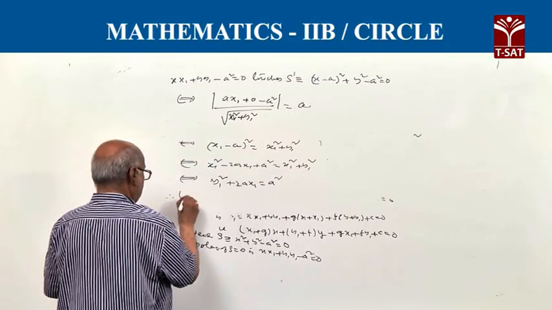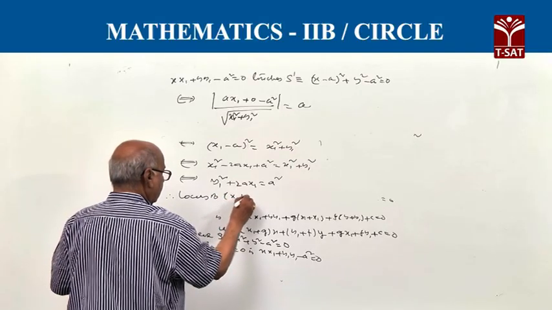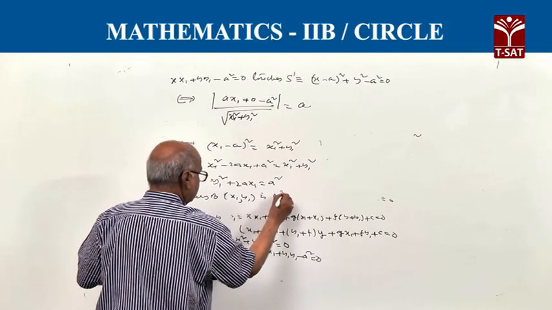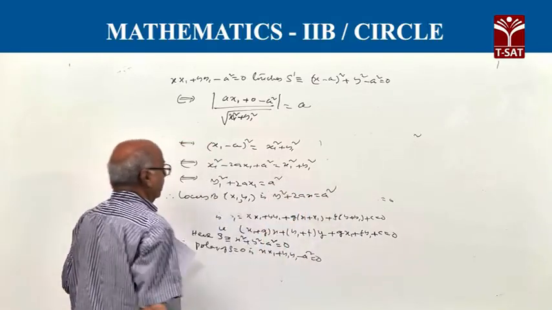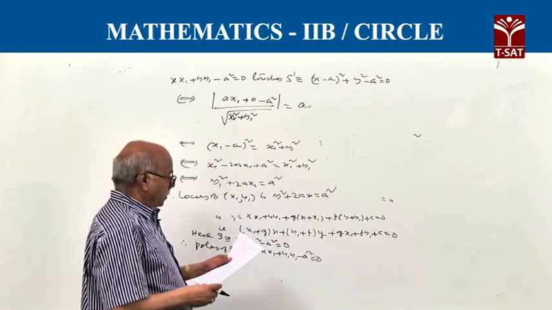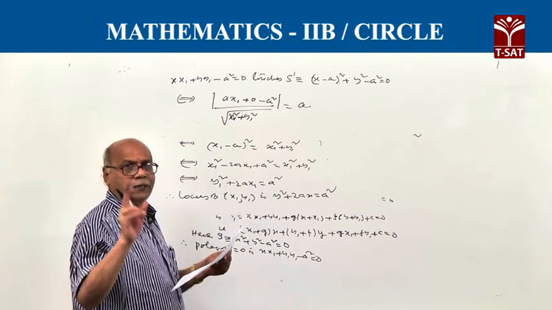So therefore, the locus of (x1, y1) is y² + 2ax = a², and the correct option is option number 2.